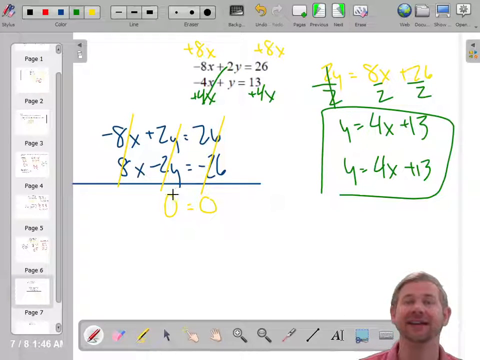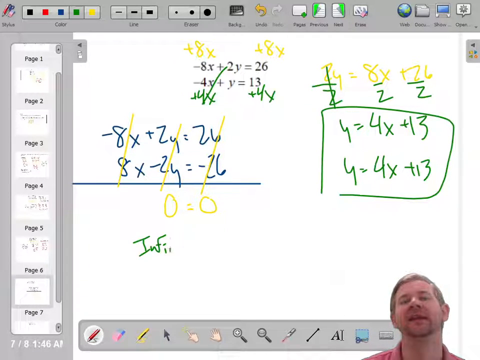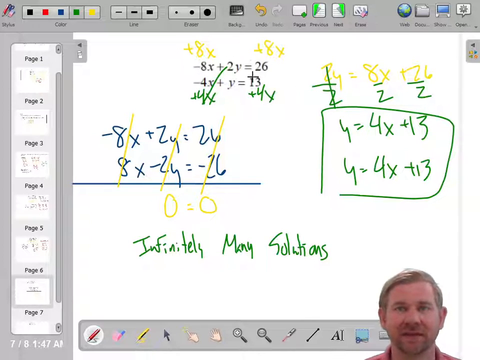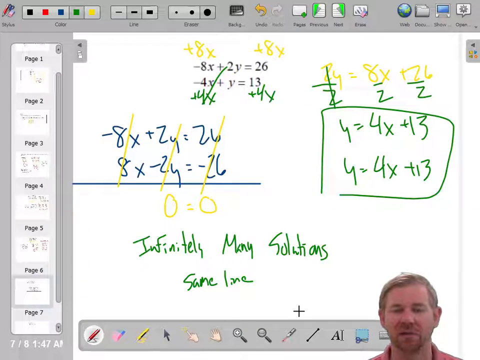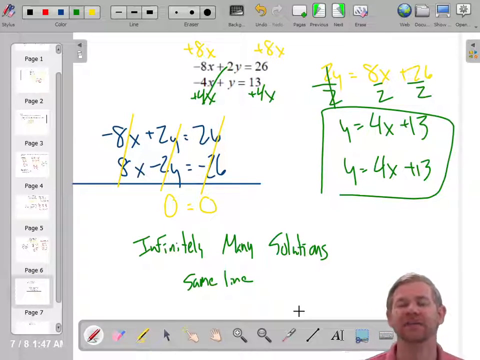And what's happening here is there are infinitely many solutions. And that's because these are the same line. They're just in multiples of each other. So there's infinitely many solutions because this is the same line. Okay, so if you say how many times do they intersect, well, every point that's in one is in the other because they're the same line. So we say there are infinitely many solutions.